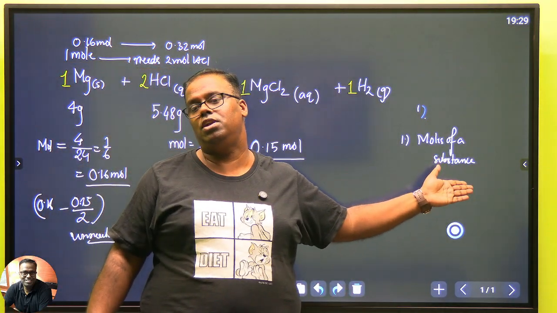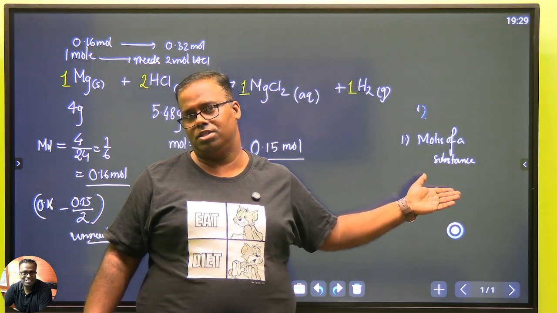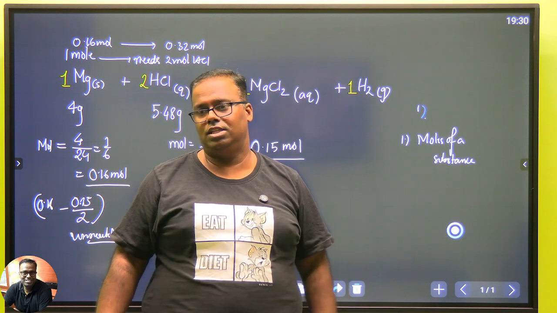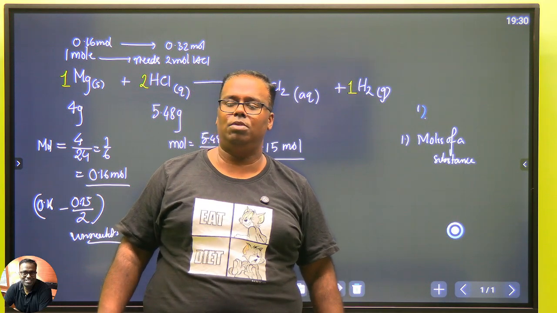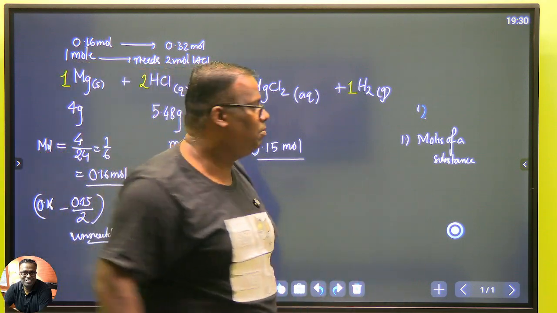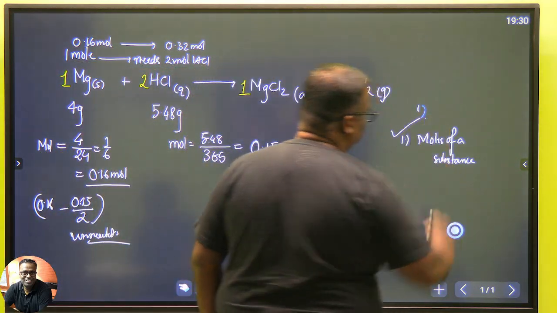Given mass over molecular mass or molar mass. Do not use any of the coefficients at that time. And how will you get the molecular mass? The periodic table or the question will have it. Can I put a tick mark that you know how to calculate moles?